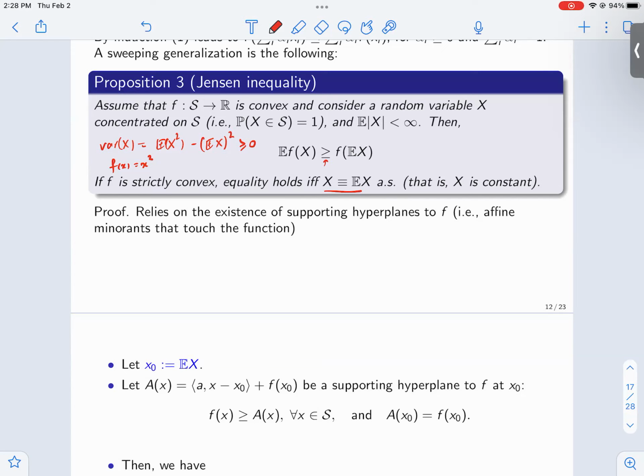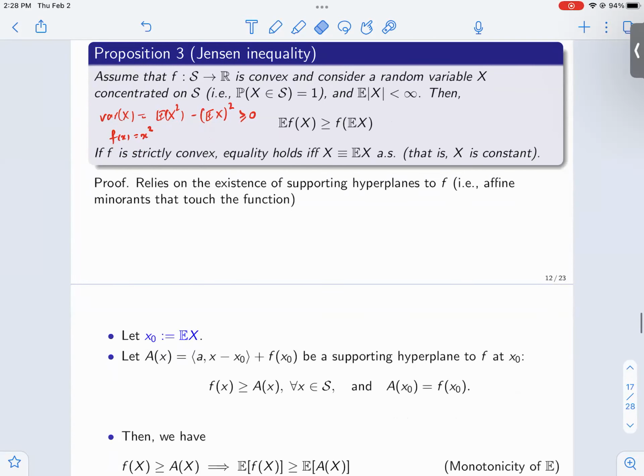Any sort of strange behavior, a little bit of mass there, a little bit of mass here, then this would be strict, which is a pretty strong type of result. Okay. So how do we prove this?